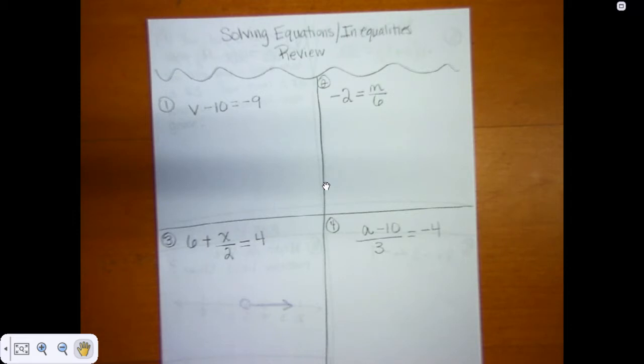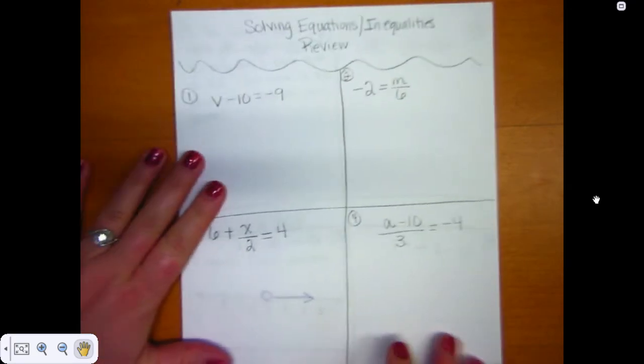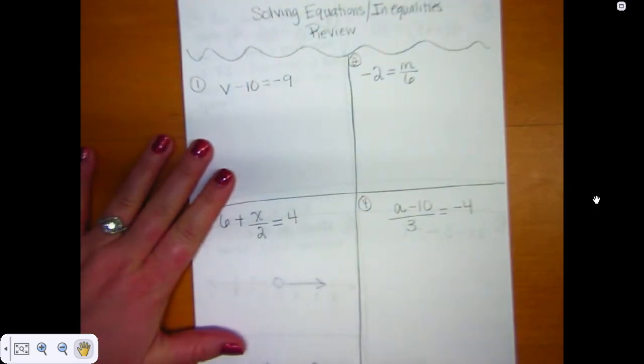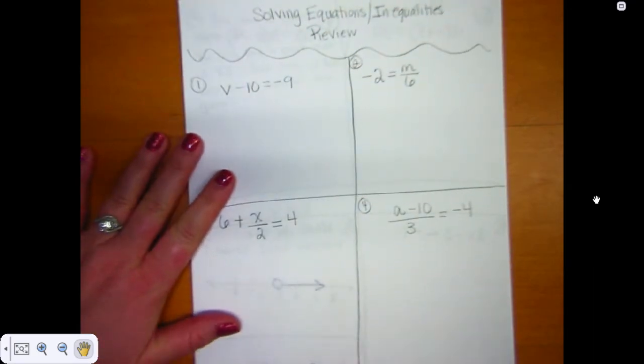So let's go over a few of these questions. We're also going to play Kahoot today to review, but I wanted to review you together first. So let's get started. Number 1 says v minus 10 is equal to negative 9.